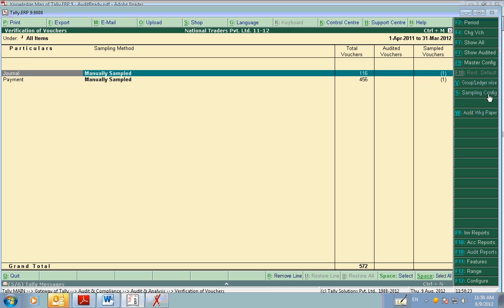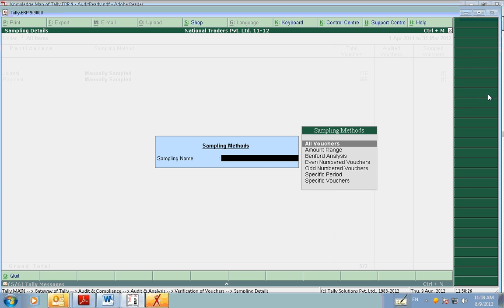Show samples, click on this configuration. Here, when I say, yes, boss, I have so many voucher types and so many transactions booked in my business books of accounts. So I need to have a sample. Let me pick them and do the process of verifying and all that.